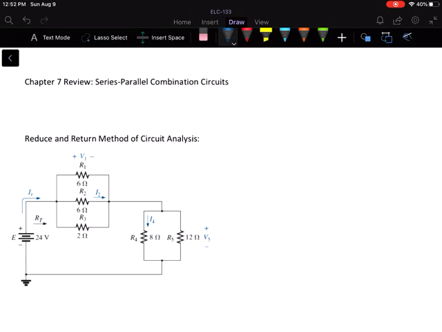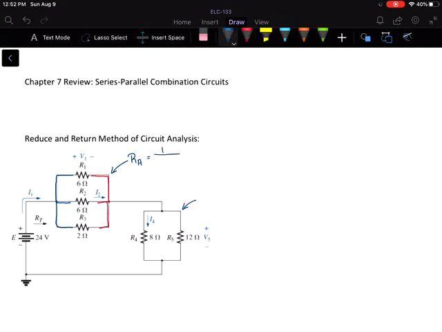Reduce and return is basically where we take this circuit and we reduce those resistor networks down to just one total resistance of the circuit and find our source current, and then we work our way back through those steps. So I'm going to start by combining my resistors here and my resistors here. I'm going to call this resistor A, where I've got 3 parallel resistors. Remember, resistors are in parallel if they're connected on 2 sides, as these are. They're connected on the right and on the left.